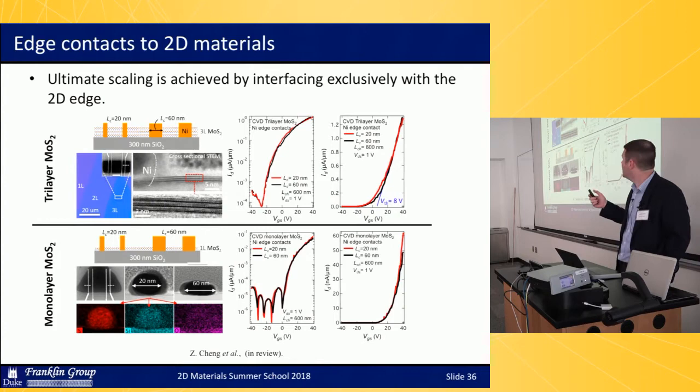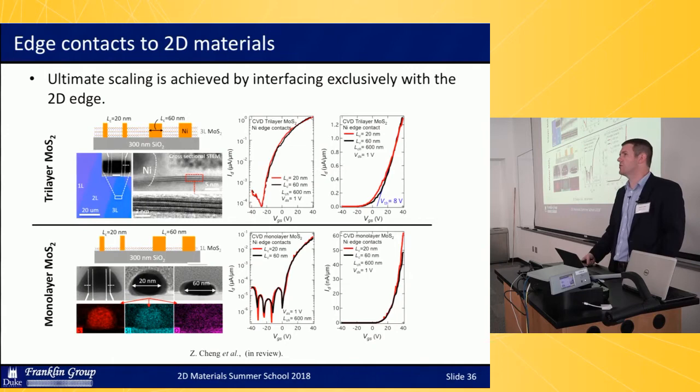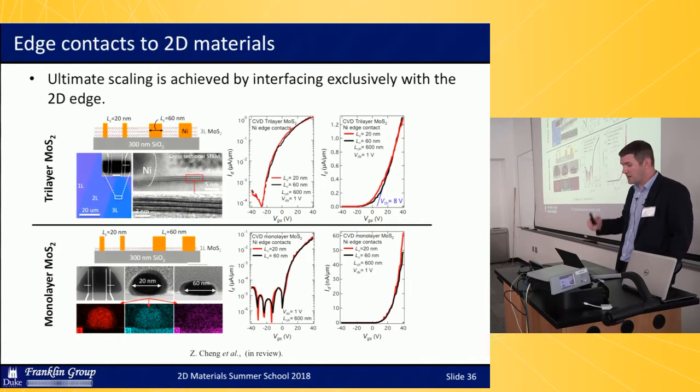And in both cases, the tri-layer as well as the monolayer case, the good news is that comparing a device that is above the transfer length, which has been published to be around 30 nanometers, and one that is below the transfer length, which in this case we go to around 20 nanometers, the performance of those devices is highly consistent. And so it shows this type of immunity to scaling.